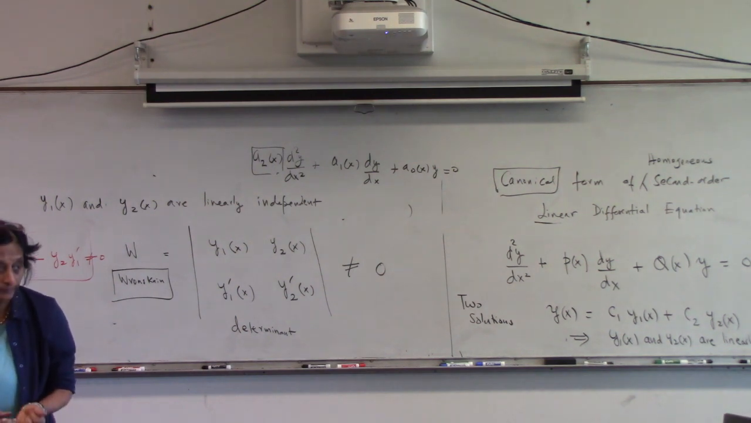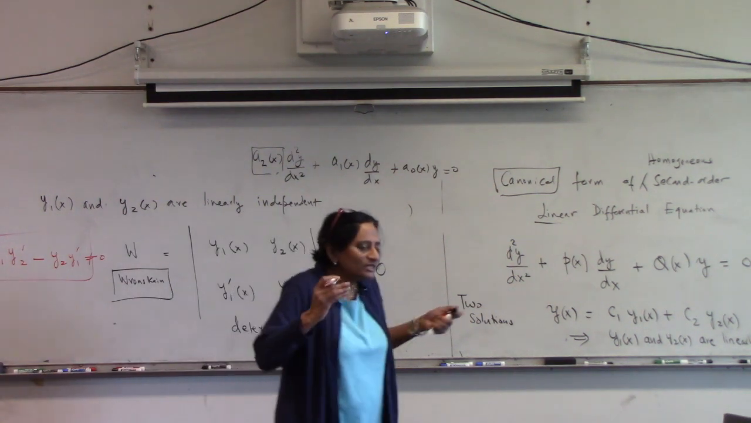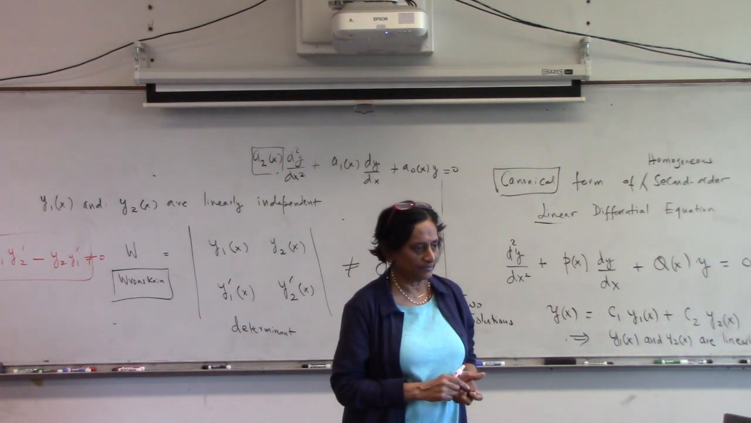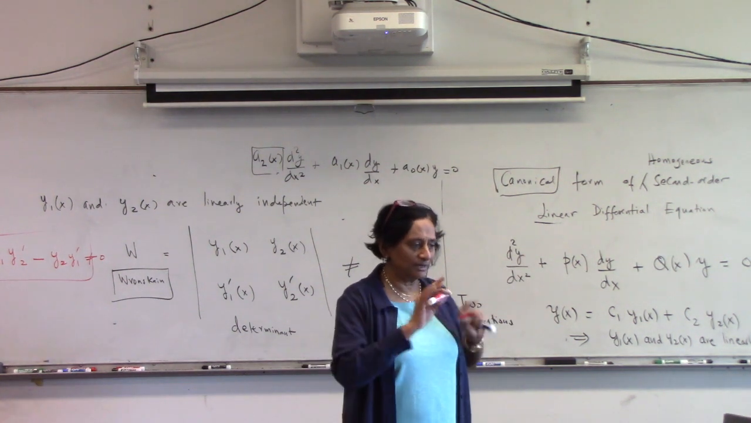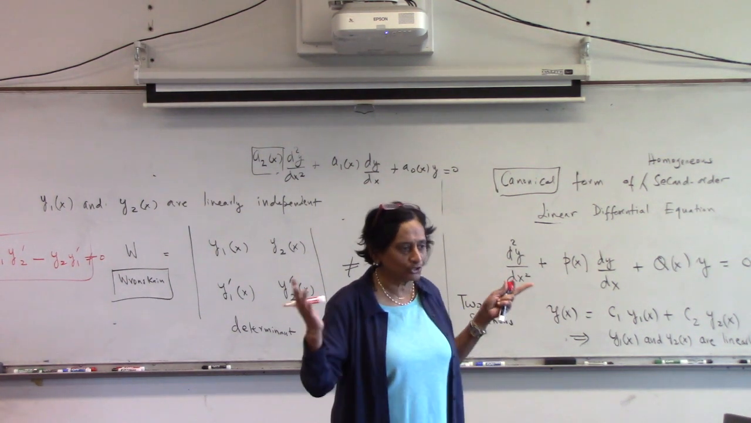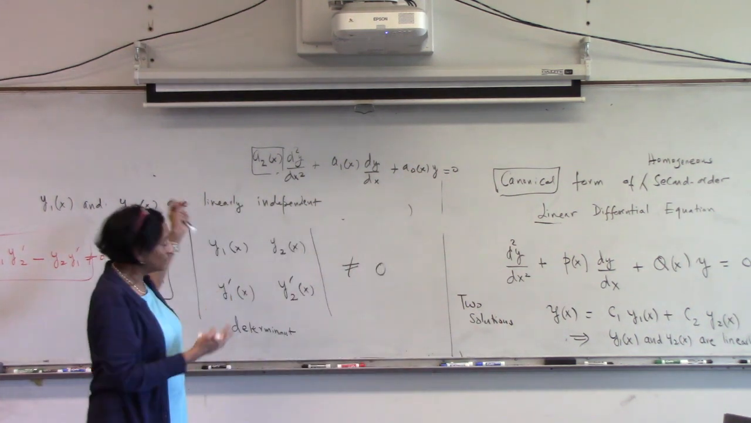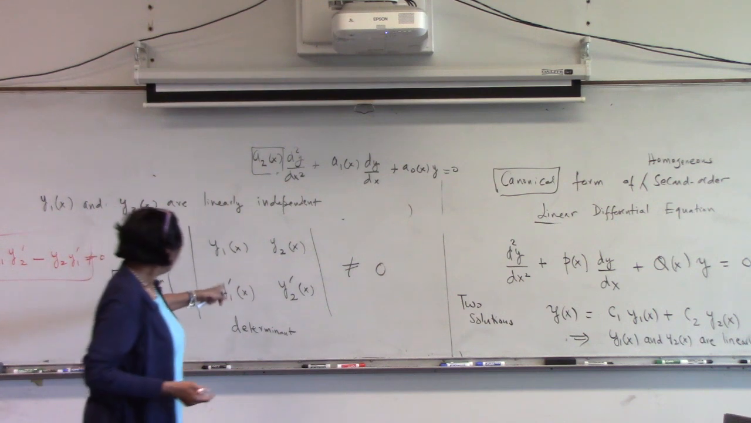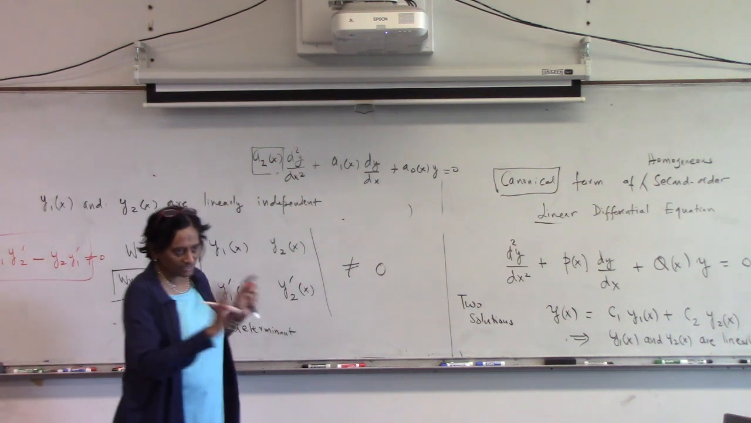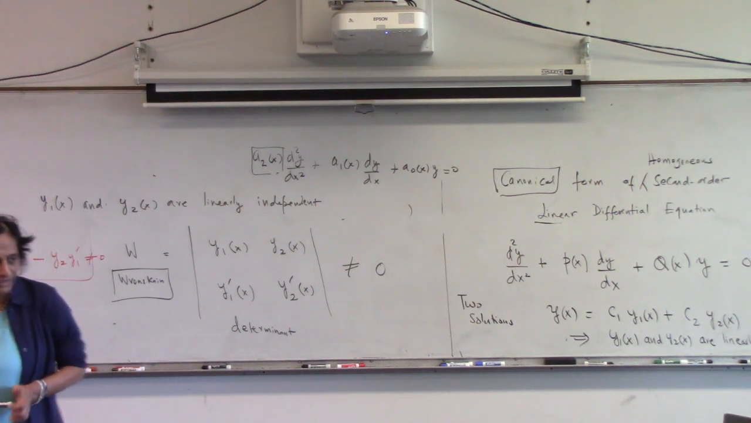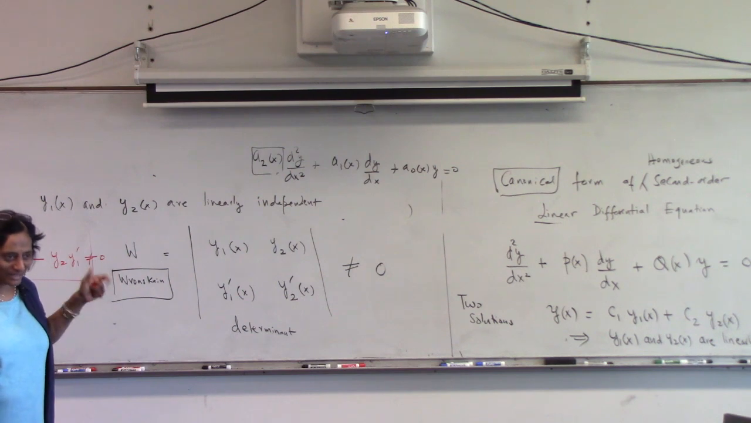Professor, does it matter which one you label y1 and y2? No, it doesn't matter. Y1 is just one of the solutions. Y1 and y2 are two solutions, like sin x and cosine x for the harmonic oscillator. If I call one cosine x and the other sine, it doesn't matter. The label is just to say there are two solutions which are linearly independent, right?